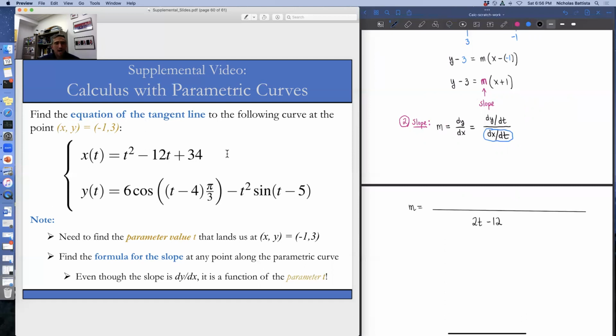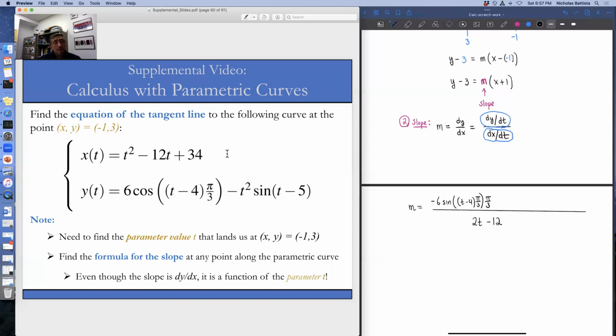Well, let's take a look at this y equation. When we take the derivative of our y equation, we'll put that into the numerator of our slope. So the derivative of our y equation, starting with 6 times cosine of t minus 4 times pi over 3, we get to do a little chain rule here. The derivative of cosine is a minus sign, so we have minus 6 times the sine of the quantity t minus 4 times pi over 3. And then the derivative of what's inside of that cosine gives us a factor of pi over 3. All right, that takes care of the first term.